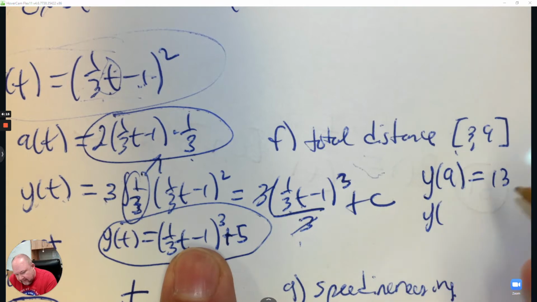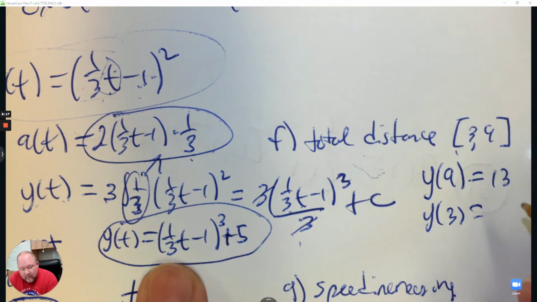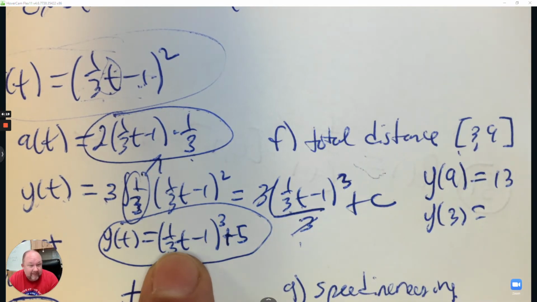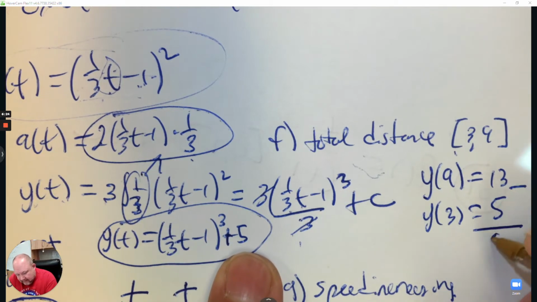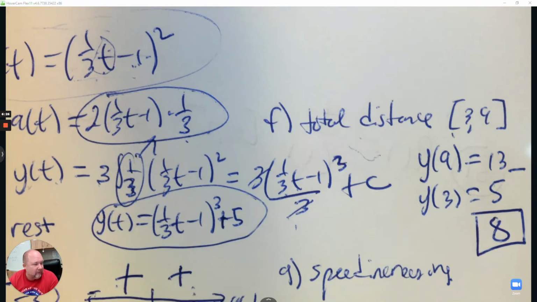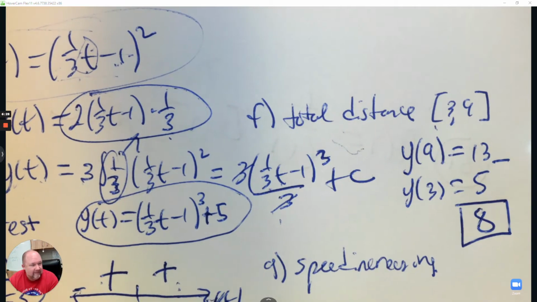You would also plug in 3. 1/3 of 3 is 1. 1 take away 1 is 0. So that just leaves me with 5. And then you'd subtract those two answers, and the total distance it went is 8.